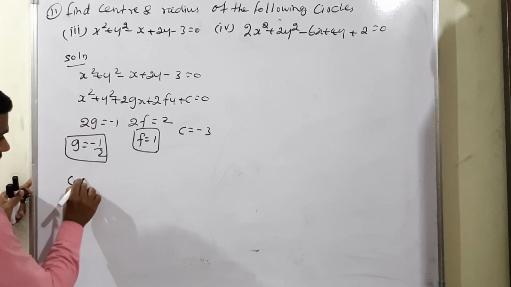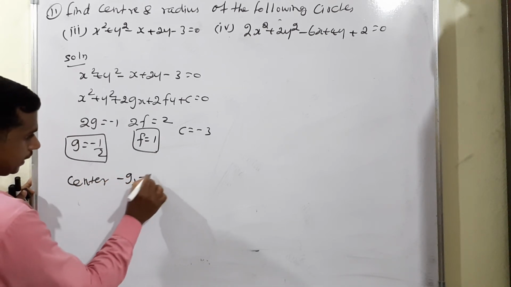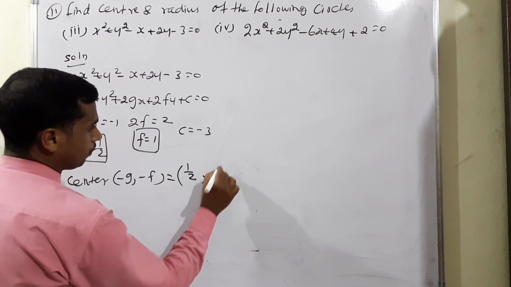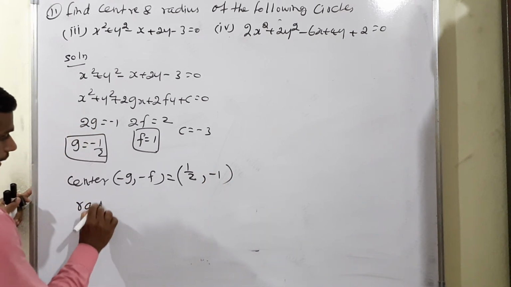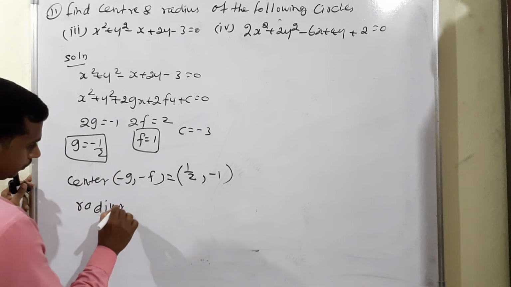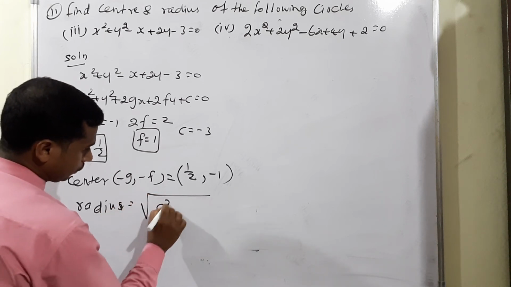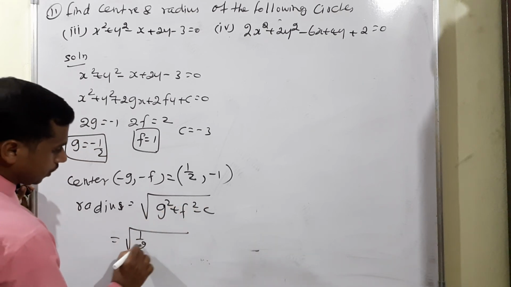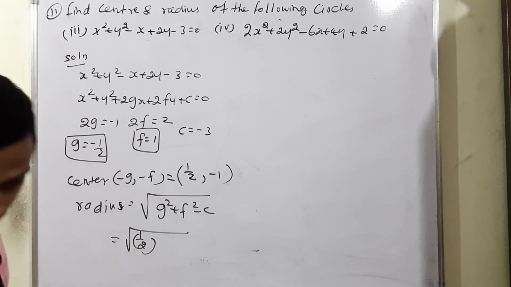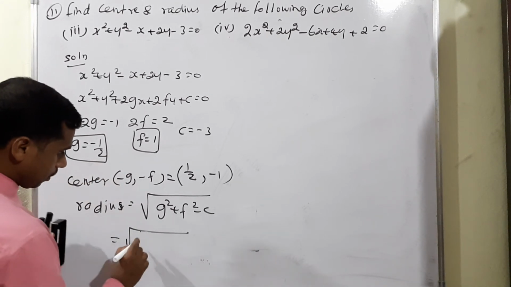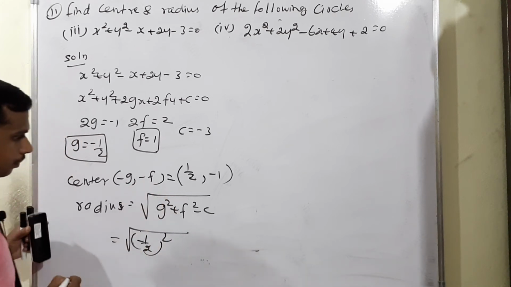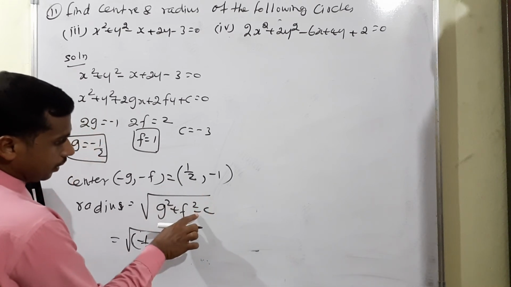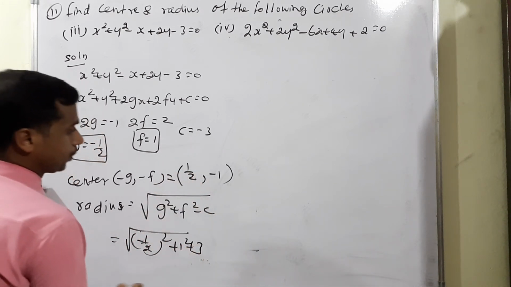Now center means minus g comma minus f. So minus g comma minus f means 1 by 2 comma minus 1 is the center. Then radius is square root of g square plus f square minus c. Therefore g square means minus 1 by 2 the whole square, isn't it? Then f square means plus 1 square. C is equal to, already minus is there, here also minus, therefore we can write it positive 3.